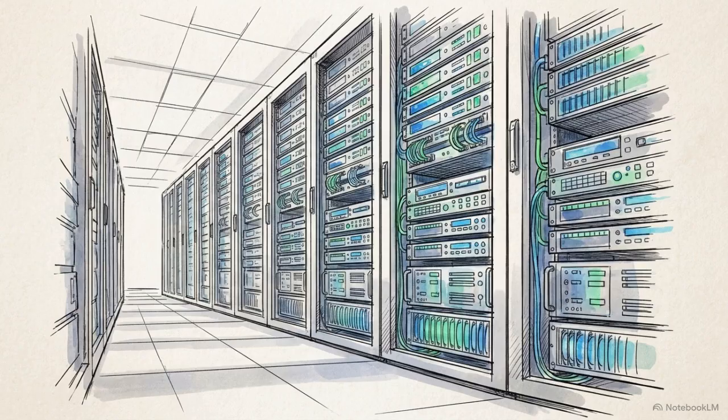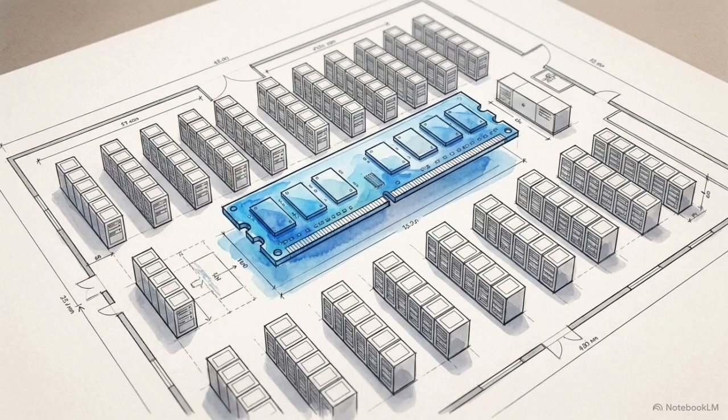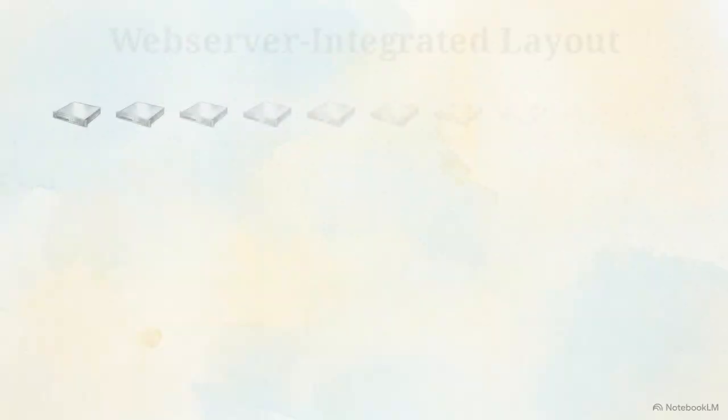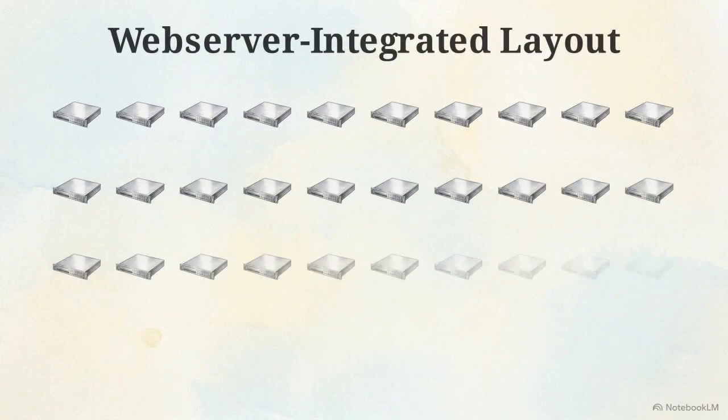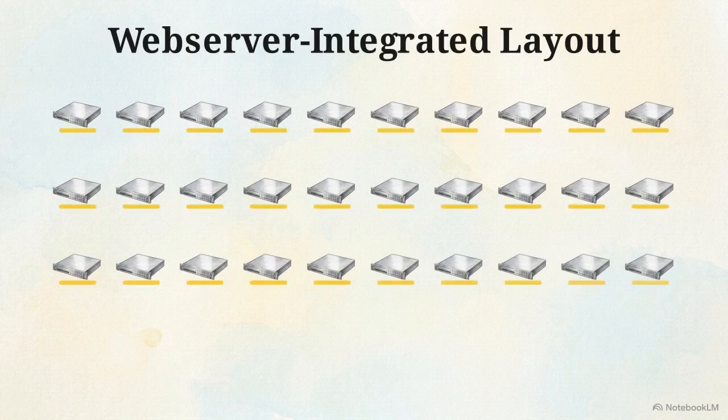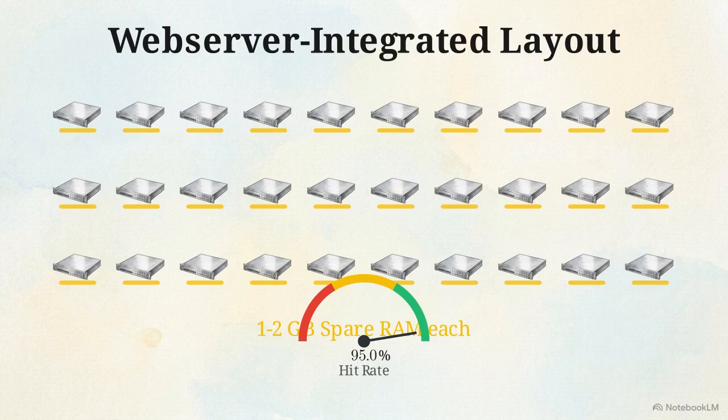Stepping out of the CPU and into the physical server rack, engineers face the problem of how to distribute the required RAM across a fleet of servers. One approach is the web server integrated layout. If you have dozens of web servers with unused capacity, you can dedicate 1 or 2 gigabytes of spare RAM on each machine to run a Memcached instance. This wide dispersion minimizes the blast radius of hardware failure. If one web server dies, you only lose a tiny fraction of your total cache. The cluster's overall hit rate stays high, insulating the database.